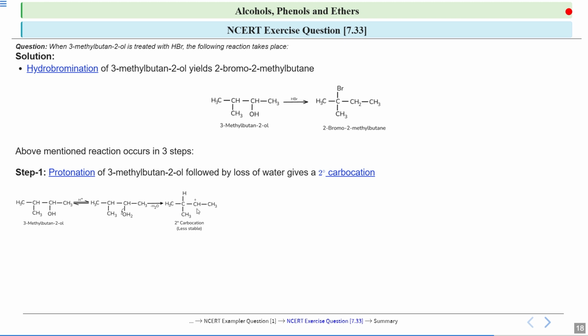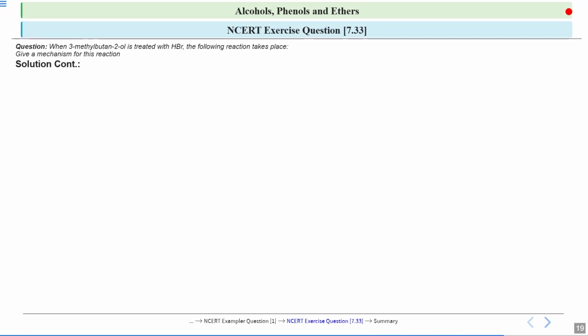So this is a secondary carbocation. But this secondary carbocation over here is less stable. So now we have to make it more stable. Let's see what we will do in further steps. Now what will happen? Since our secondary carbocation is less stable, it will rearrange by 1,2 hydride shift to form a more stable tertiary carbocation.